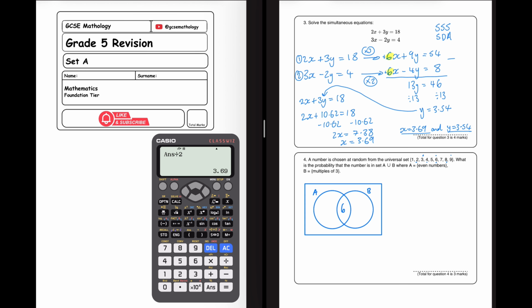And then for A, we've got 2, 4, 8. And then for B, which is the multiples of 3, we've got 3 and 9. The numbers that are neither A or B are 1, 5, and 7. So the probability of A union B is A or B. So that includes everything in A and everything in B. So there are 1, 2, 3, 4, 5, 6 numbers out of a total possible 9. So if we simplify this, this is equal to 2/3.